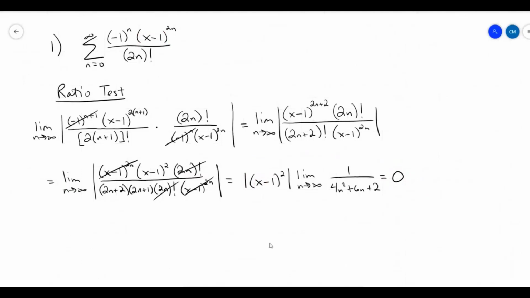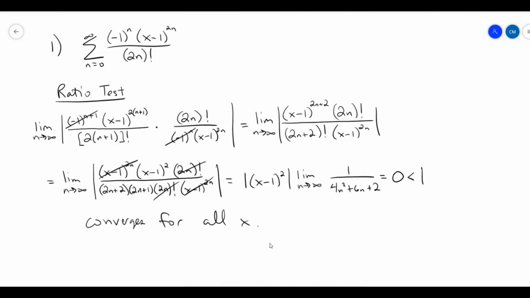For the purposes of the ratio test, what conclusion do we have to make? Well, 0 is less than 1, right? And what does the ratio test say? It says as long as you get a number less than 1 for the limit, then it converges. And since this is 0 no matter what x is, this converges for all values of x.